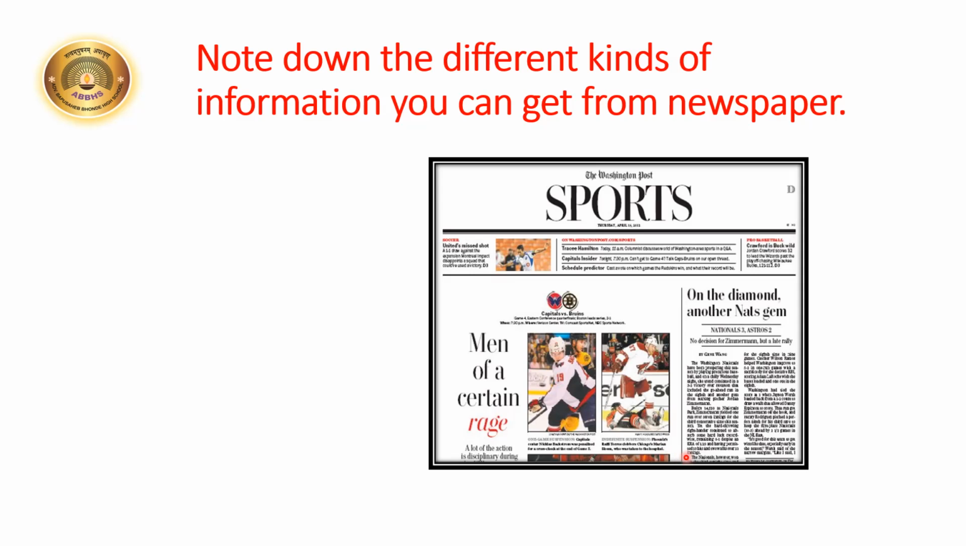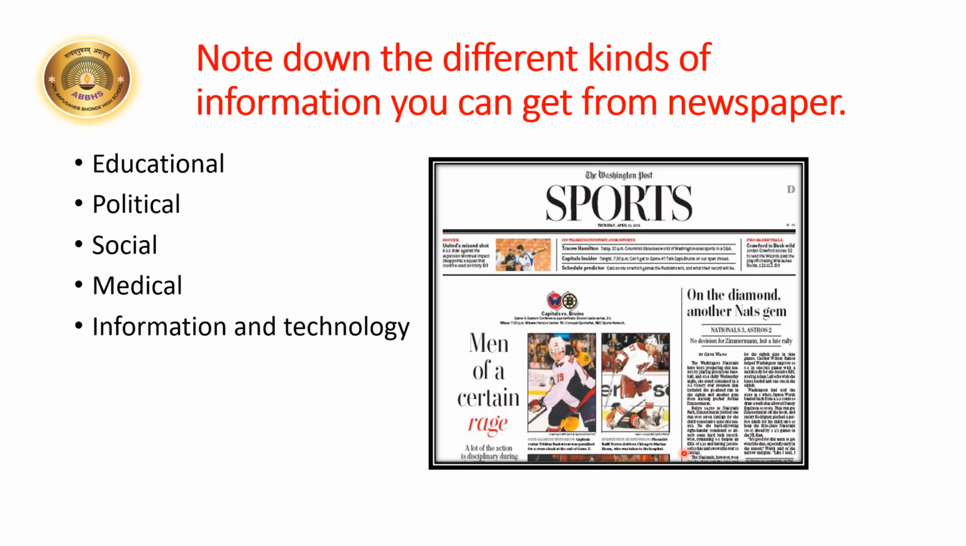Note down different kinds of information you can get from newspaper. We can get different kinds of information through newspaper, such as educational, political, social, medical, information and technology, current affairs, sports news, and cultural news.